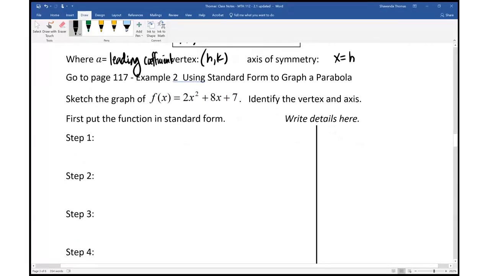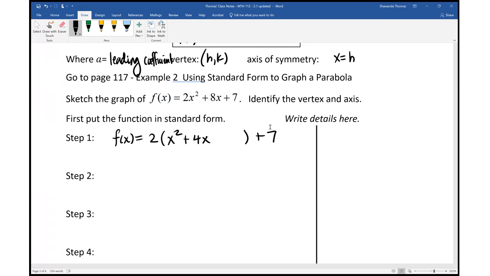Now let's sketch the graph. It says sketch the graph, but let's change this to standard form because that helps us with sketching. So the first thing that we're going to do is factor out that 2 from the first two terms. So that's 2 times (x squared plus 4x). Leave a little space there.